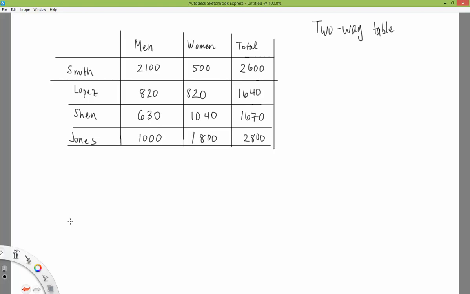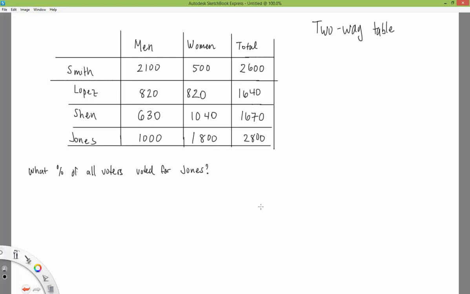back to two-way tables. We can ask questions such as, what percentage of all voters voted for Jones? Okay. And how would we answer this question?